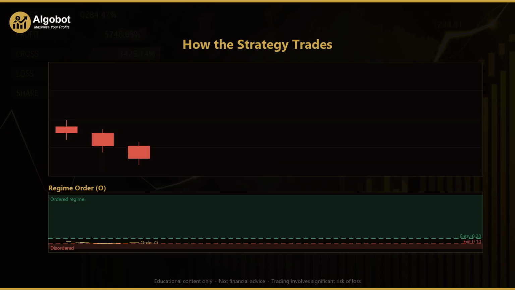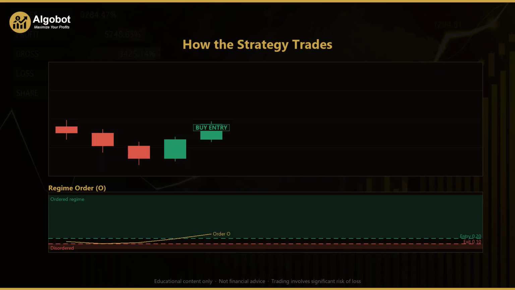At the far left, the market is drifting lower in a choppy, hesitant way. Notice the order value down here. It's low, sitting below and around the entry line. The symbol stream is mixed, entropy is high, and the strategy reads this as a disordered market. So it does nothing. This is the discipline built into the approach. When the source looks random, it simply stands aside.